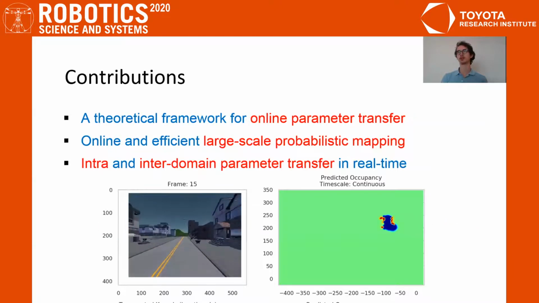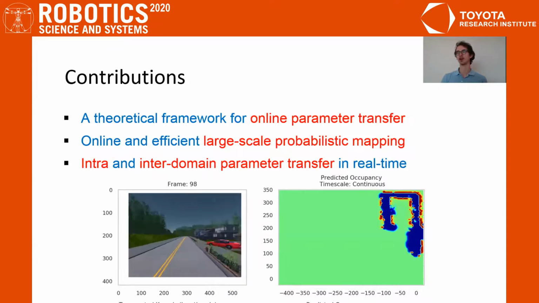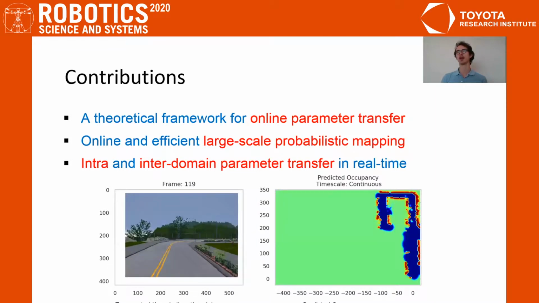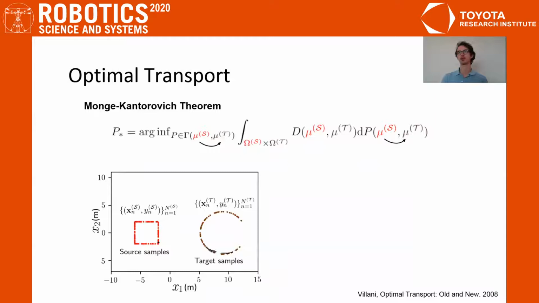Our solution to the above problem involves the following contributions: a theoretical framework for online parameter transfer, online and efficient large-scale probabilistic mapping, and intra and inter-domain parameter transfer in real time. Our proposed method is based upon the theoretical foundation of a field called optimal transport.